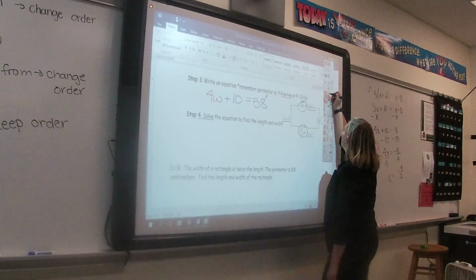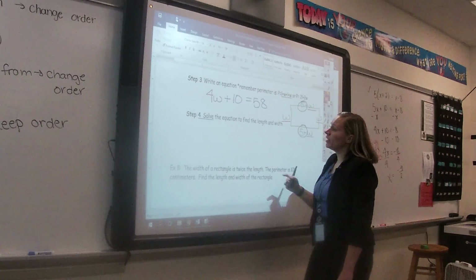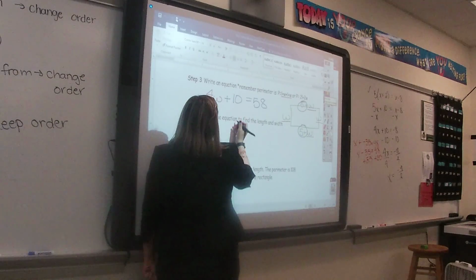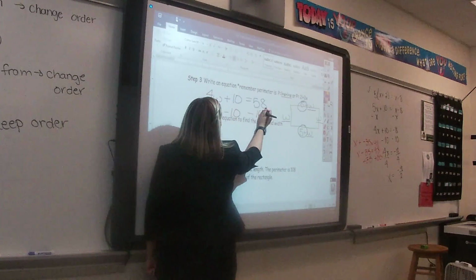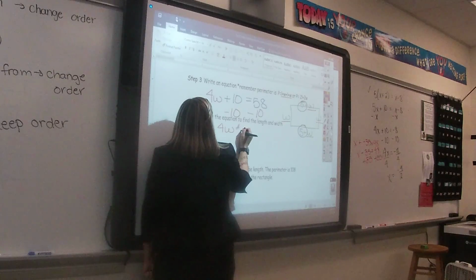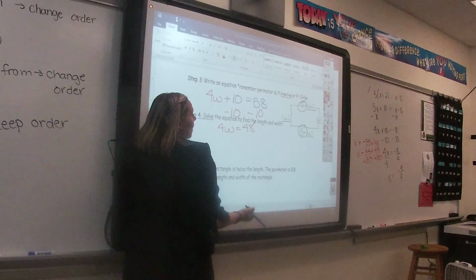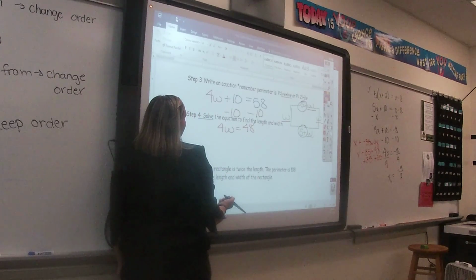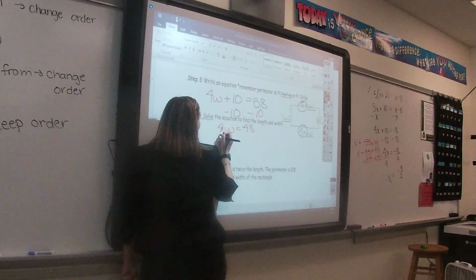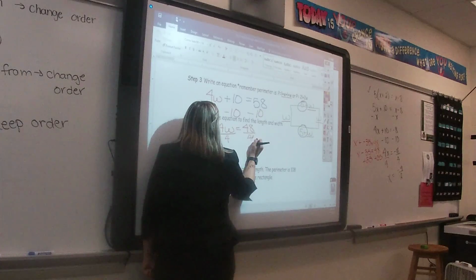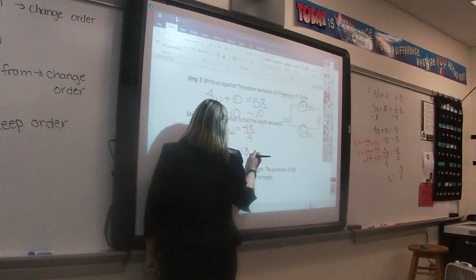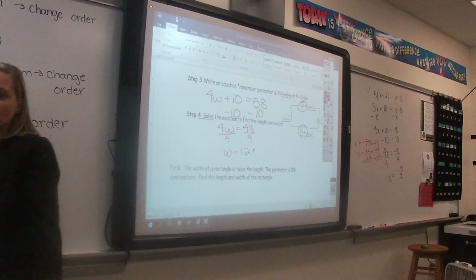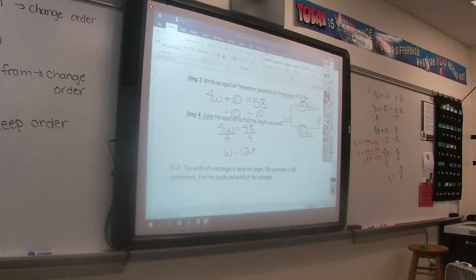So now I'm going to start solving this. What am I going to do first to solve it? Subtract the 10. So 4W equals 48. Then what? Divide by 4. I circle the answer and I'm done? You have to label it. Inches. Okay, so if I put a label on it, then I circle it and I'm done?